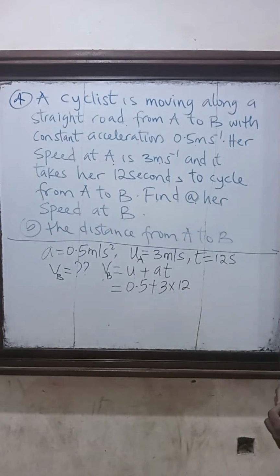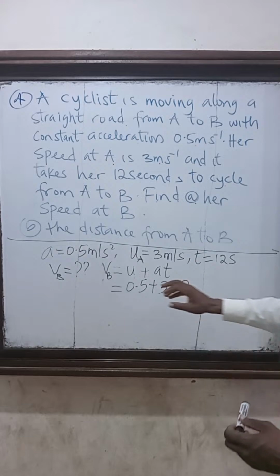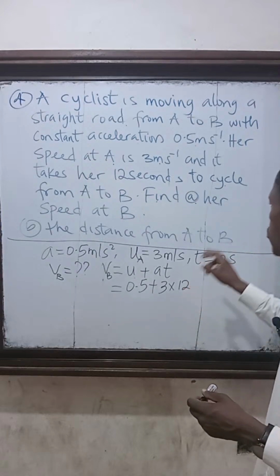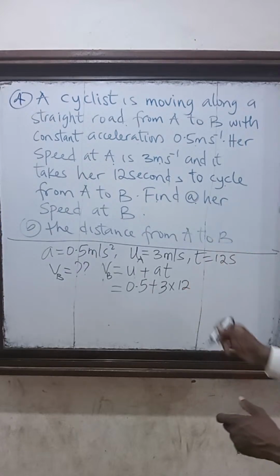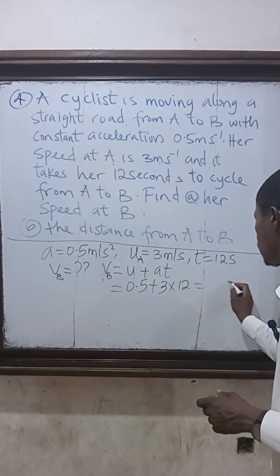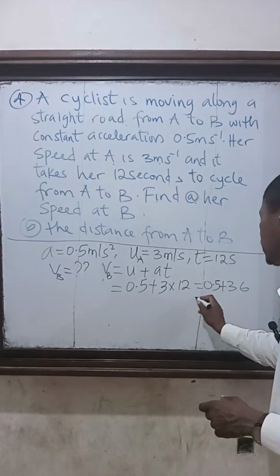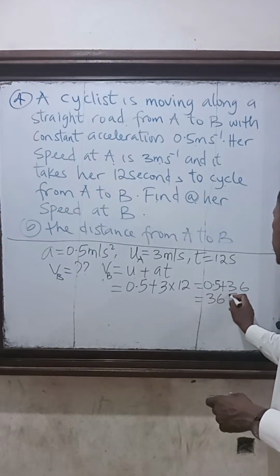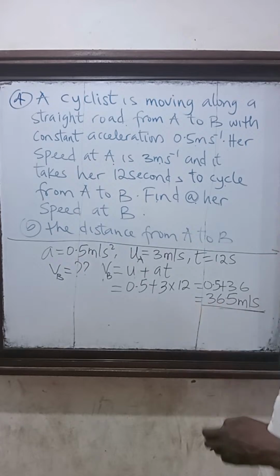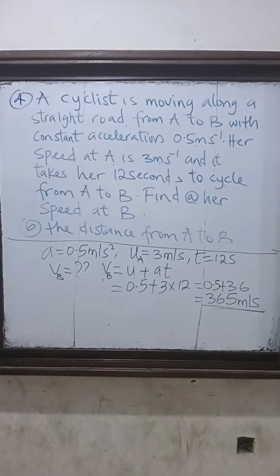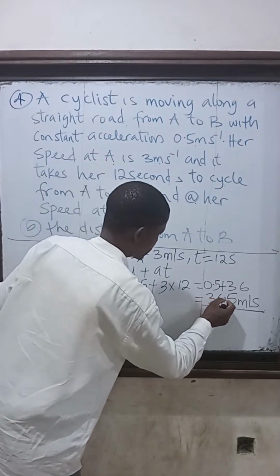Okay, acceleration is 0.5. Your U is 3. Your V we don't know, but time is 12. So if you do that, this will be 36 plus 0.5. So that will be 36.5 meter per second for the final velocity at point B.